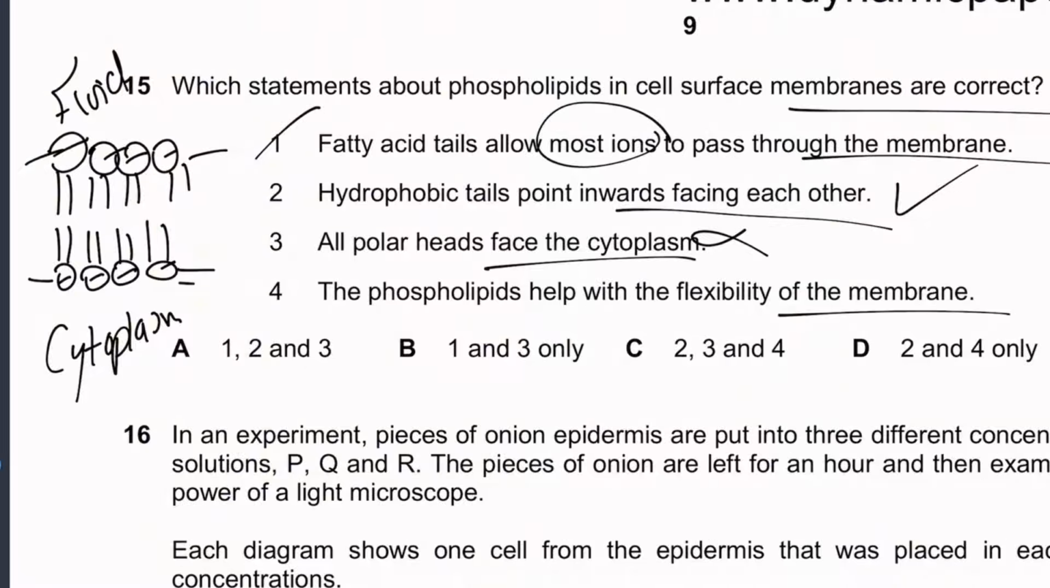4, the phospholipids help with the flexibility of the membrane. Yes, they do. Depending on the shape and the type of the fatty acid chain, that's going to determine the flexibility or fluidity of the membrane. And so this is true. So it's 2 and 4 only, which is D.